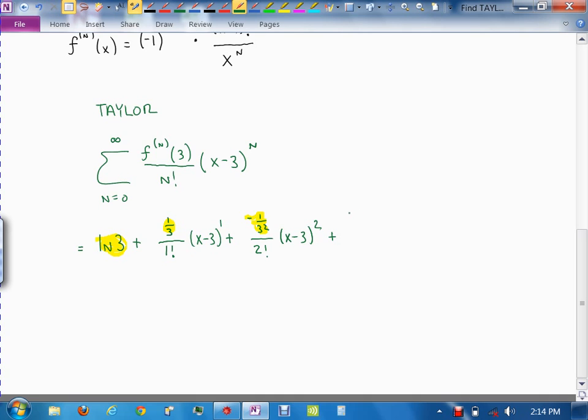Plus 2 times 3 over 3 cubed over 3 factorial x minus 3 to the third. What is it? What? Oh, yeah, it was 2 over 3, not. Thank you. I'm out. I'm done.